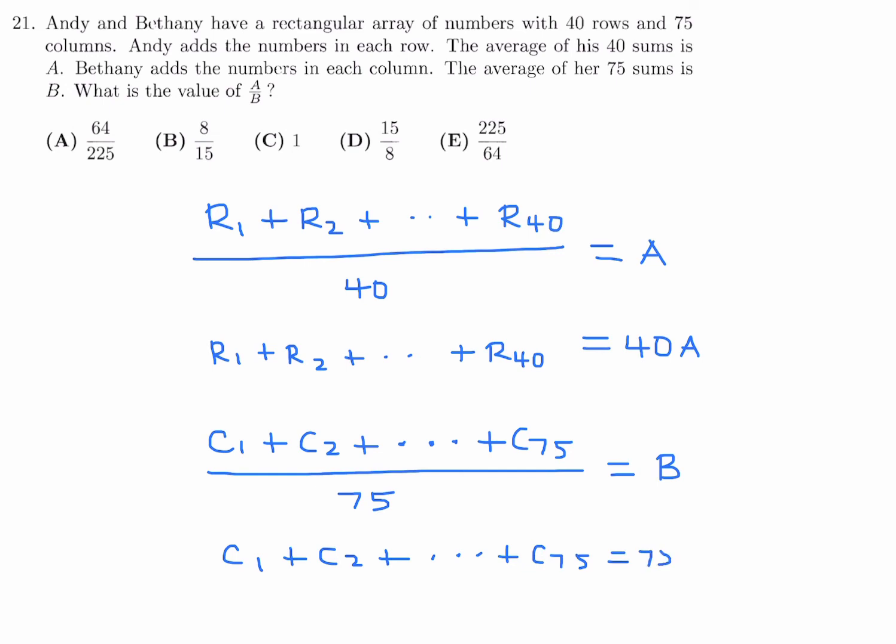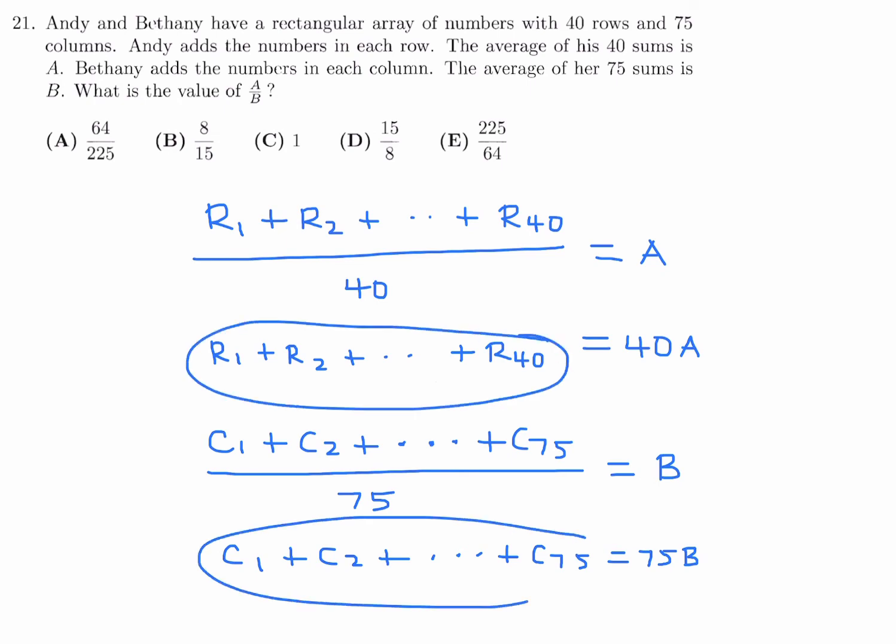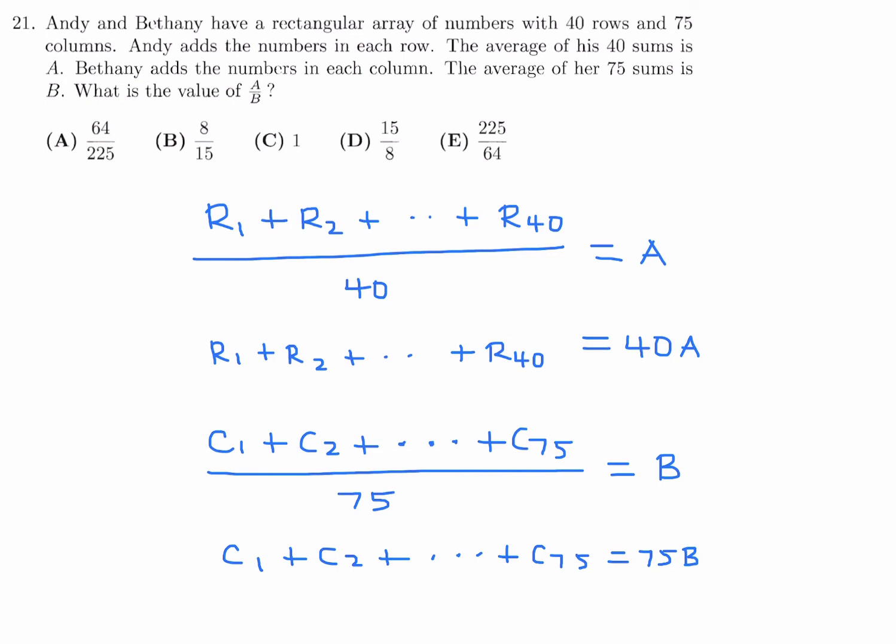If you cross multiply that, C1 plus C2 all the way until C75 will be equal to 75B. Now, keep in mind that when you add up all the rows, that sum is the same as if you add up all the columns, because you've essentially added up all the numbers in both scenarios. So that means this is equivalent to this. So that means 40A is equal to 75B. And if you want to get the ratio A over B, you just put A over B and then make sure you do the other side properly. And there you go, 75 over 40. And in lowest terms, this is 15 over 8. So number 21, the answer is D.